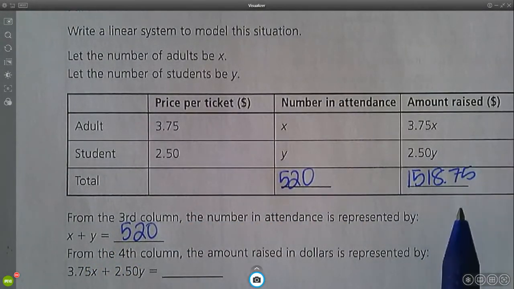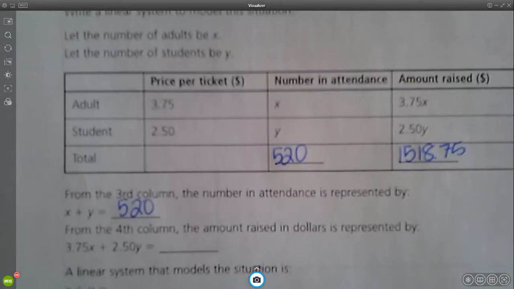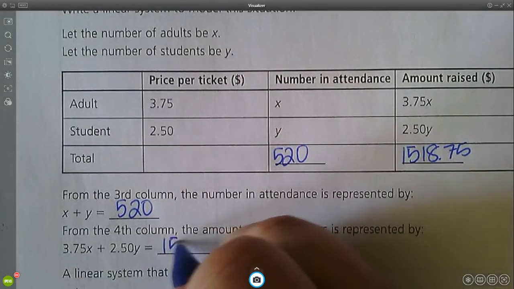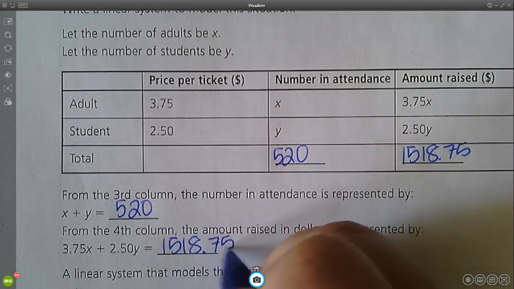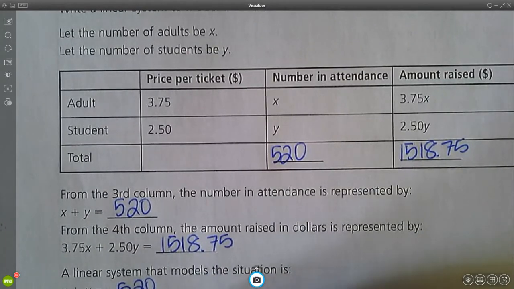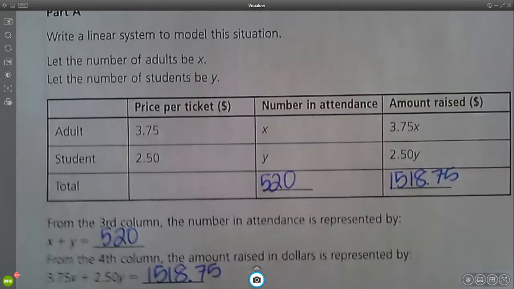And my fourth column here, we have 3.75x. That's the value of the adult ticket, plus 2.50y. That's the value of my student ticket, equals 1,518.75. So we have two equations that we can use. And now we can use our graphing calculators to try and find the answer or the solution to our system of linear equations.